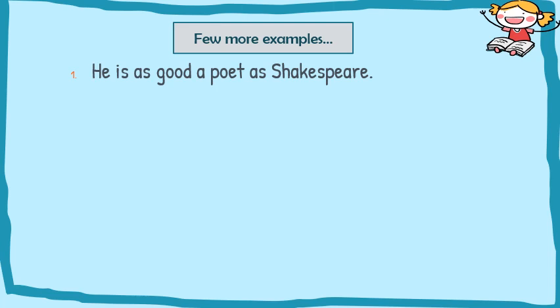First, he is as good a poet as Shakespeare. Tell me which degree we have used in this sentence. Maybe your answer will be comparative degree, but no, in this we have used the positive degree. Why? Because in this we are just telling the similarity between these two, not a comparison. It is a comparison of equality.